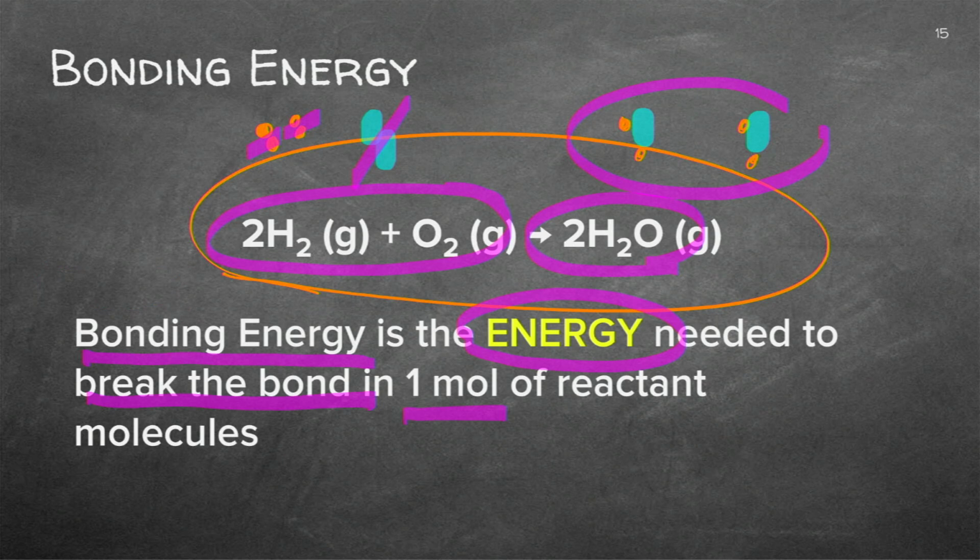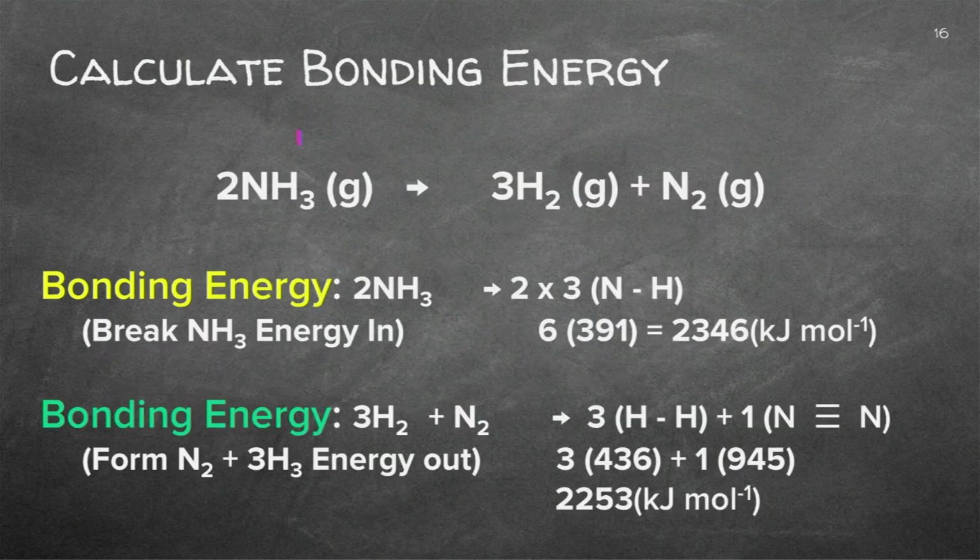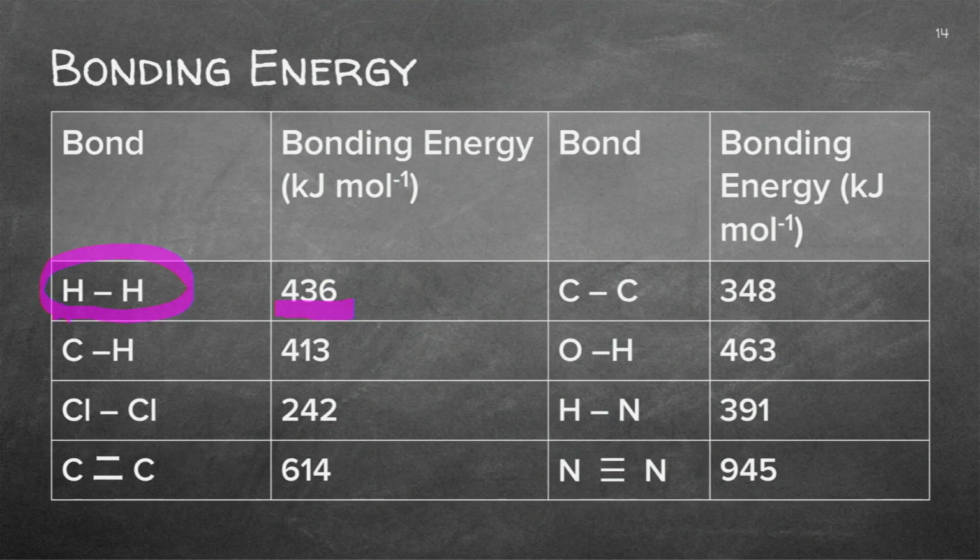A second equation that we have is 2NH3 that will now form, the bonds will break there, and they will form hydrogen and nitrogen. Now let's go to our table and see if we can find that. It is N and H, and it's got to form N and N and H and H. So we're starting off with NH3.